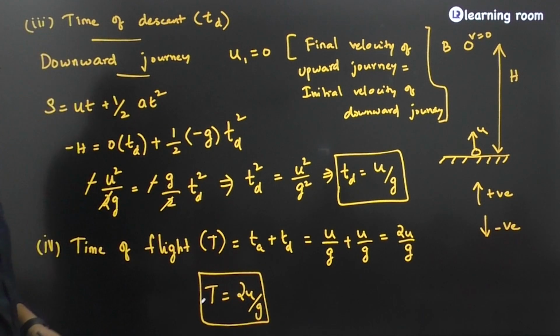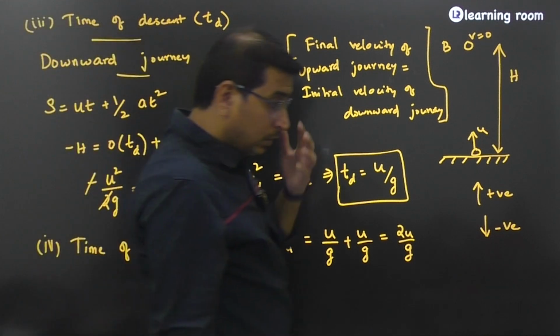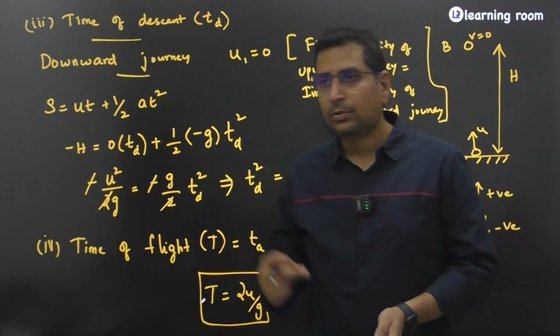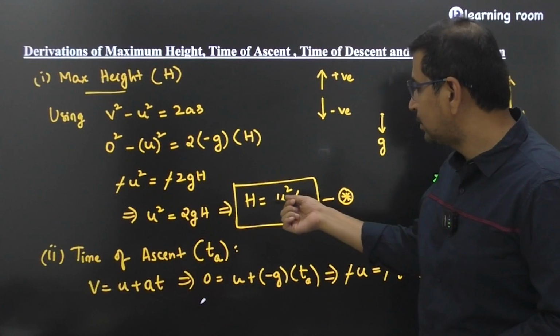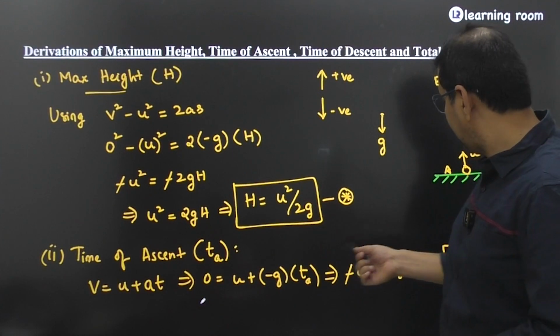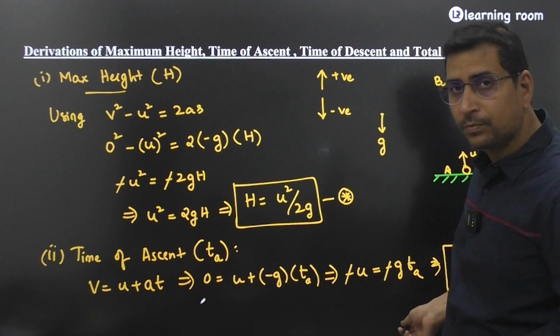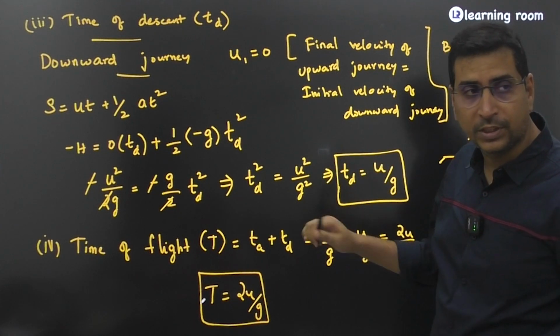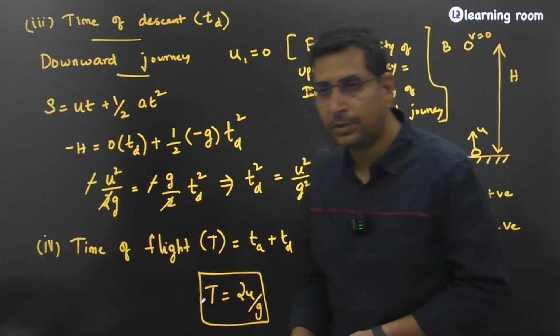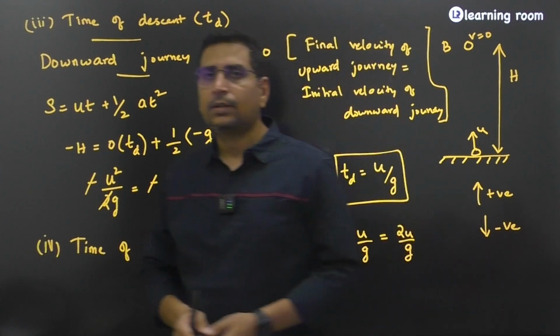So these are the 4 terms for which we need to remember the expression. So just to quickly summarize, h is equal to u square by 2g. TA is equal to u by g. TD is also u by g, and time of flight is u by g plus u by g, which is 2u by g. So remember these expressions. Okay. Start writing it.